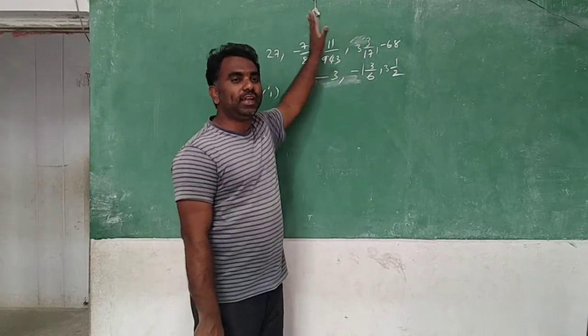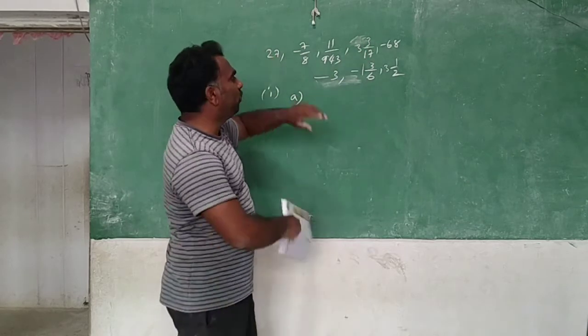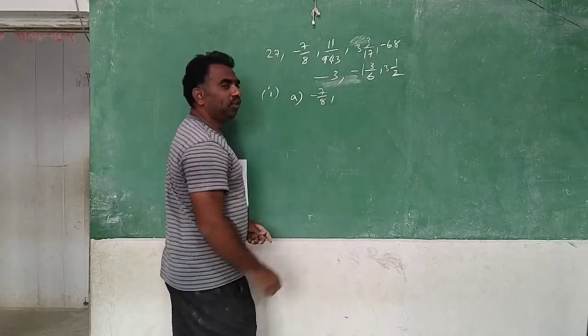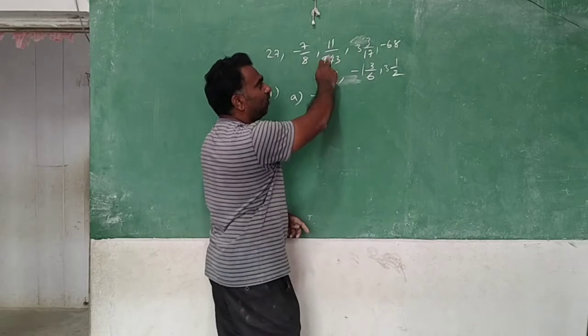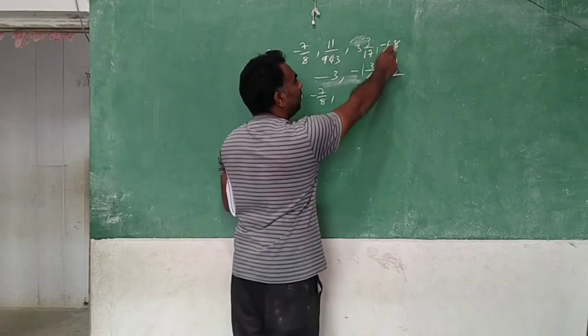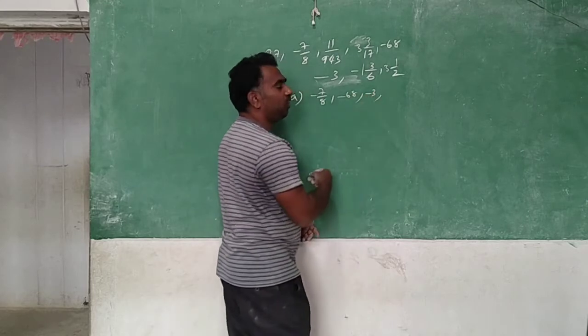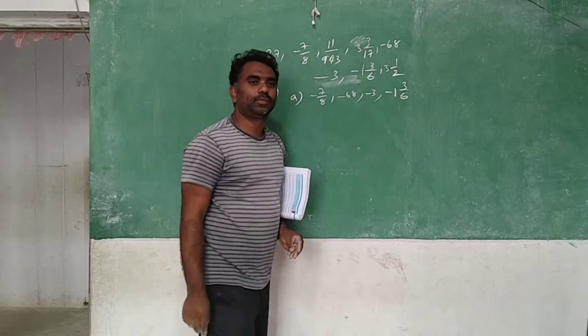To the left side of 0, what will be there? Negative numbers will be there. So find, before 0, what will come here? This is the left side of 0 and this is the right side of 0. This is the right side. This is the left side of 0. This is also the left side of 0.